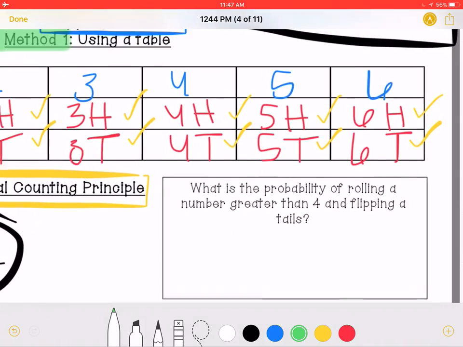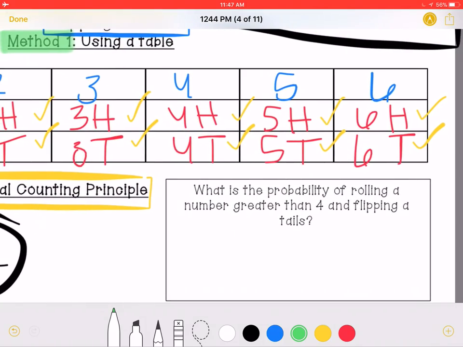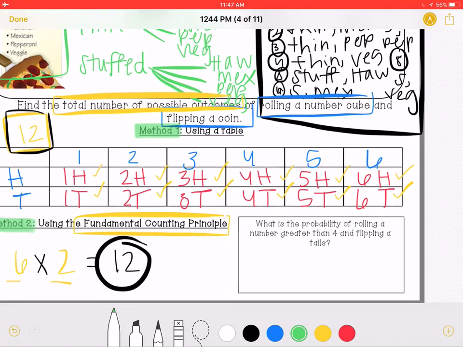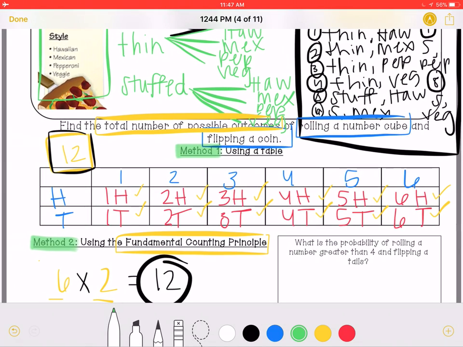Let's use that fundamental counting principle again. Actually, I want you to find the probability of rolling a number greater than 4 and flipping tails. So maybe you want to look at your table. I have to roll a number greater than 4, so it has to be a 5 or a 6, and I want to flip tails. So this is a 5 or a 6 tails. So that can only happen 2 ways out of how many total ways were there? 12. So the probability of rolling a number greater than 4 and flipping tails is 1/6.